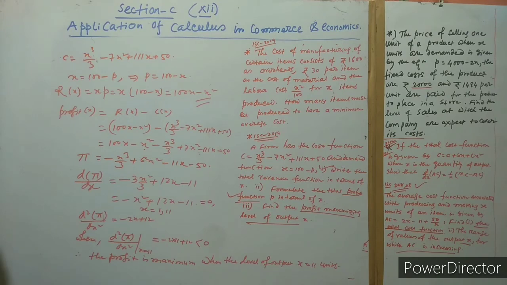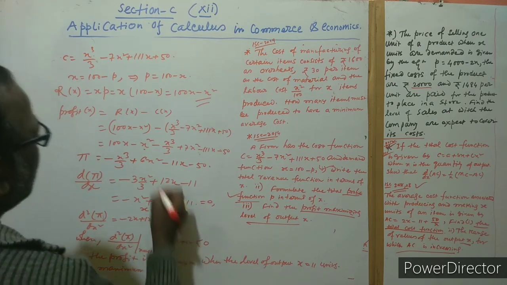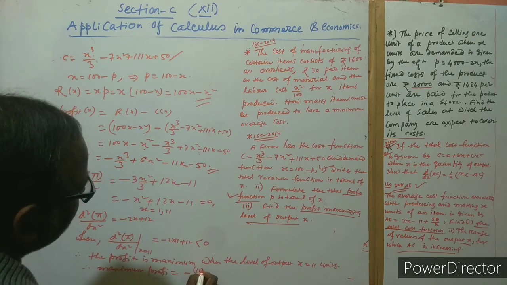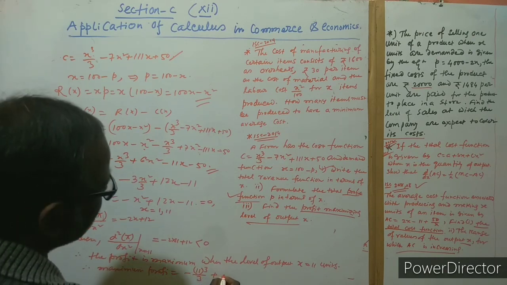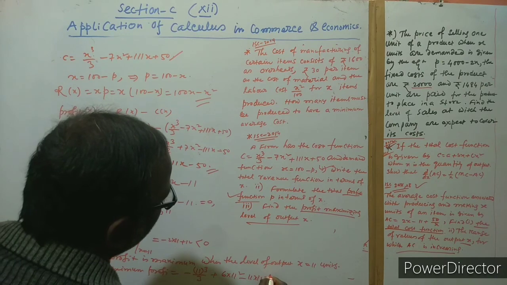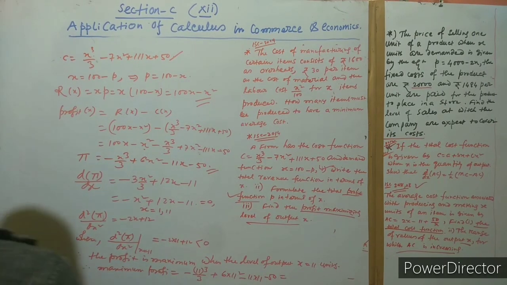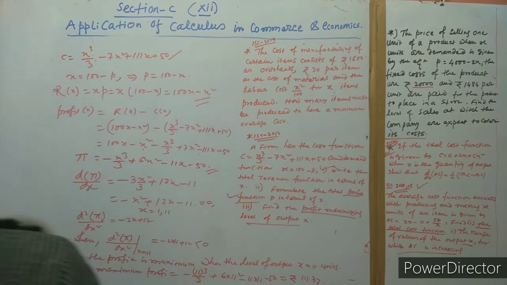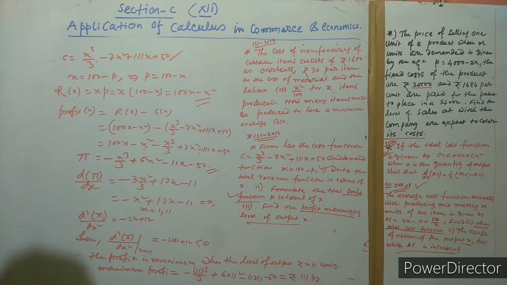So the maximum profit, we put in this profit function: minus 11 cube by 3 plus 6 into 11 square plus 11 into 11 minus 50, and that is approximately 111.33 rupees. So 111.33 is the answer.